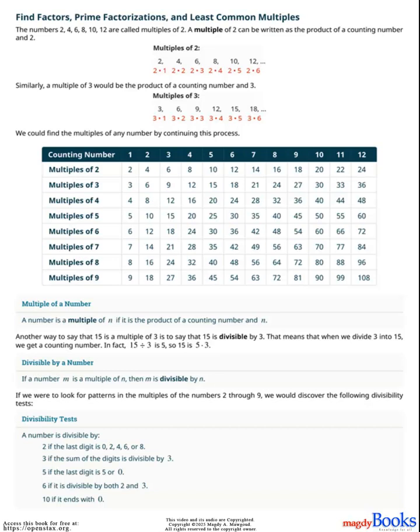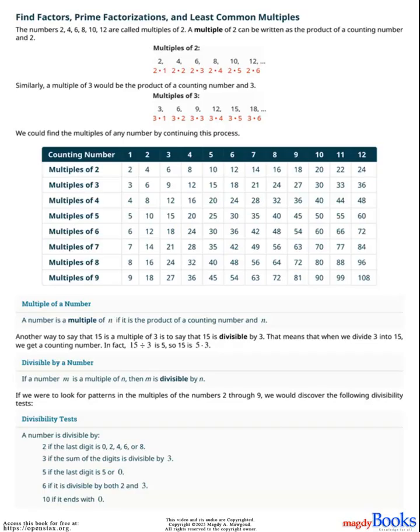B. Divisible by a number. If a number, m, is a multiple of n, then m is divisible by n. If we were to look for patterns in the multiples of the numbers 2 through 9, we would discover the following divisibility tests. C. Divisibility tests.